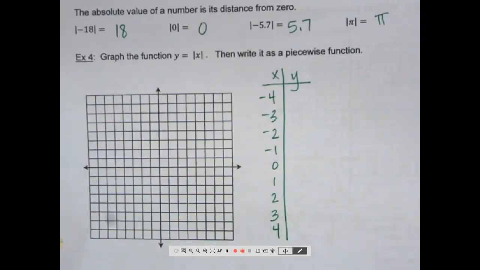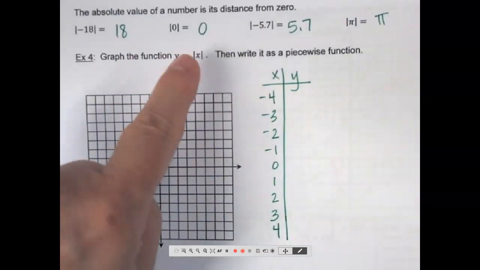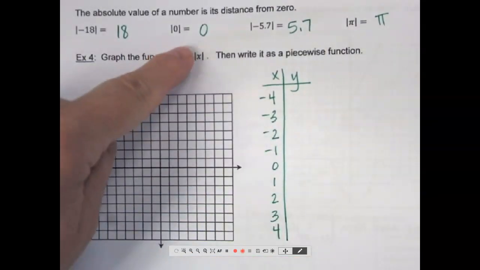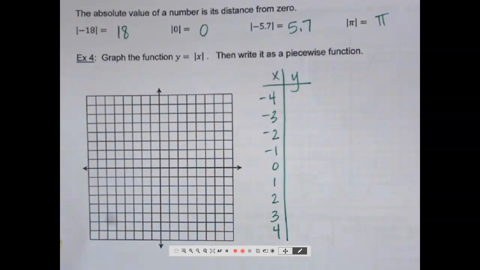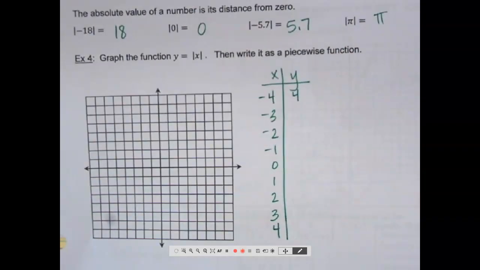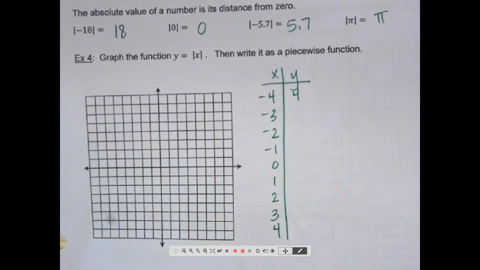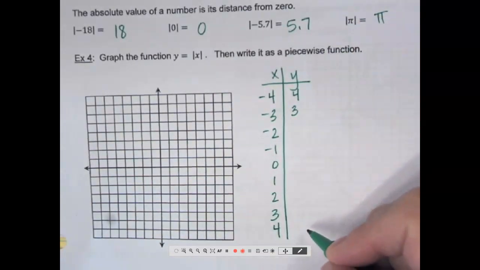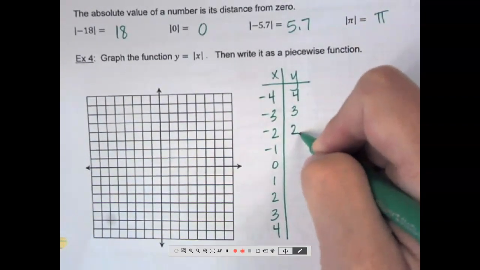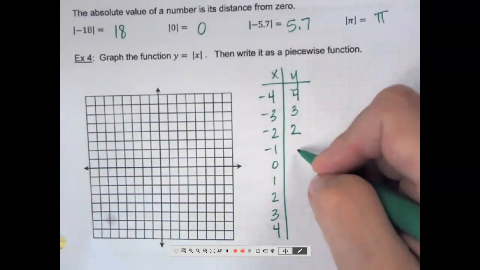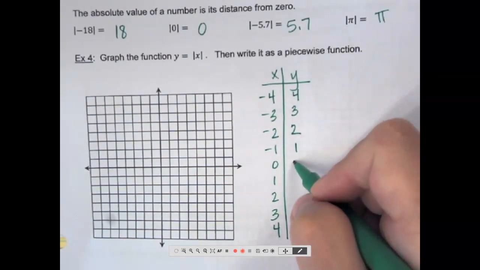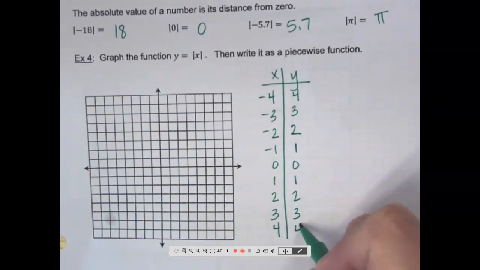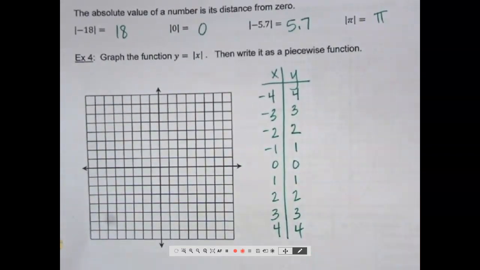Okay, so we're going to take each of those x values, sub it into the absolute value, and then that will be our y value. So what is the absolute value of -4? 4. What is the absolute value of -3? How far is -3 from 0? 3. Absolute value of -2? 2. Absolute value of -1? Keep going. Next. And finally, thank you. Okay, now we're going to plot them.